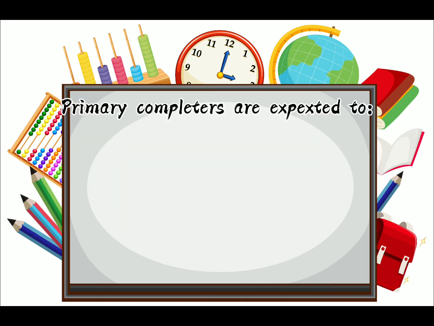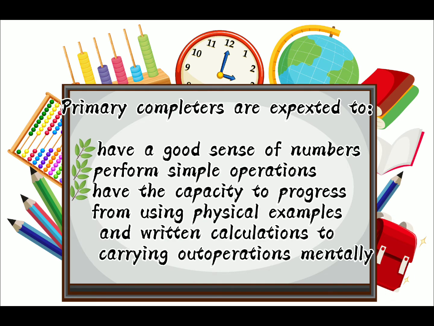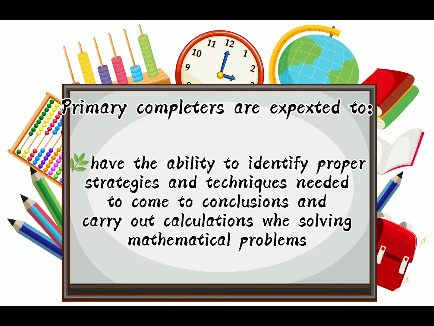Primary grade completers are expected to have a good sense of numbers, perform simple operations like addition and subtraction, have the capacity to progress from using physical examples and written calculations to carrying out operations mentally, and have the ability to find proper strategies and techniques needed to come to conclusions and carry out calculations when solving mathematical problems. In order to fulfill these expected outcomes, teachers should be able to develop and implement effective lessons.